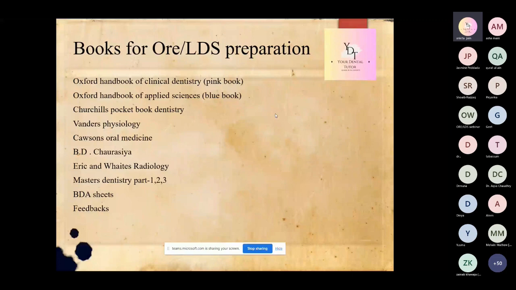Apart from that, you need other textbooks like Churchill's Pocketbook of Dentistry, Vanders for Physiology, Carson for Oral Medicine, B.D. Chaurasia for Anatomy, Whaites and Eric for Radiology, and there are certain BDA sheets issued from time to time by the British Dental Association, and feedback given by the students who appear for the examinations. These are all required and sufficient to prepare for part 1 of both examinations.